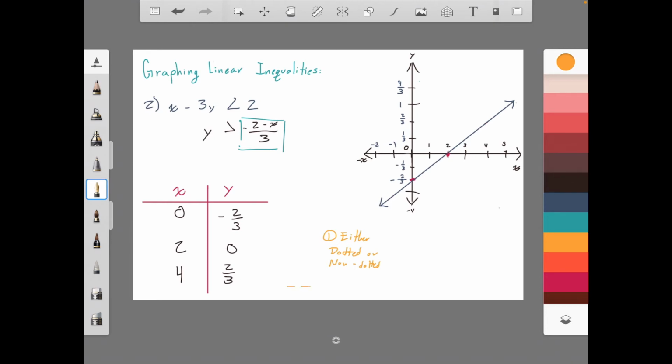So what this is going to mean is that a dotted line means greater than or less than. And when we have a full line, what it's going to mean is greater or equal than or less or equal than. Okay, that's the first thing. Now the second thing is to where it's pointing.